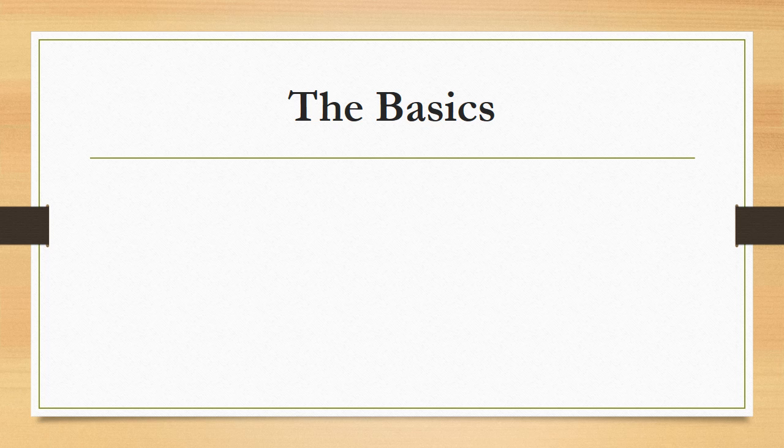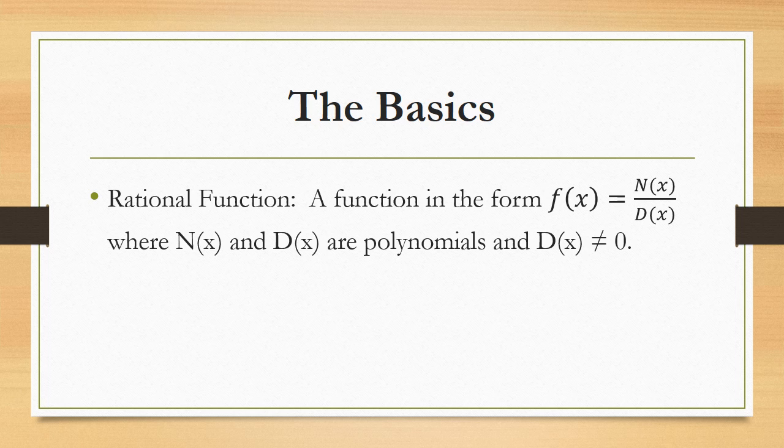First of all, a few basics. What is a rational function? A rational function is a function in the form f of x equals n of x over d of x, where n of x and d of x are polynomials, and d of x is not equal to 0.